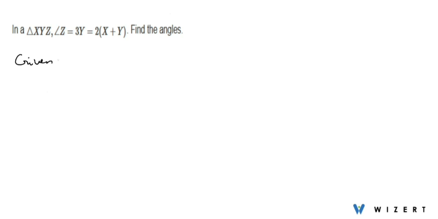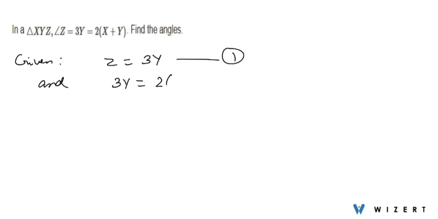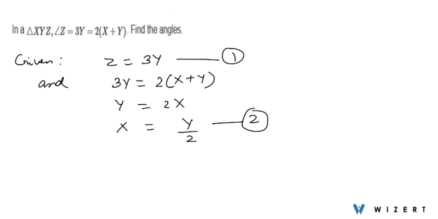Here it is given that Z is thrice of angle Y. Let this be the first equation. Also, the second equation is given: 3y is equal to 2x plus y. If we simplify it, we get 3y minus 2y, which becomes y, is equal to 2x. Therefore, x can be written as y by 2. Let this be the second equation.